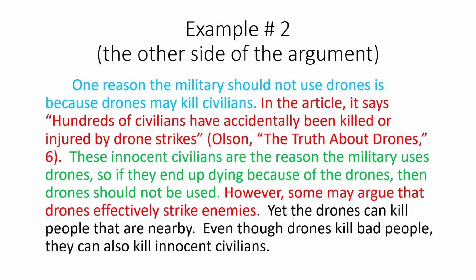He says, however, some may argue that drones effectively strike enemies. Then he explains why that's not a strong enough argument. He says, yet the drones can kill people that are nearby. So he points out, okay, they can strike enemies, but they still can kill people that are nearby. His argument still stands. It's still strong. And he wraps up in his concluding sentence by restating why his claim is stronger than the counterclaim. He says, even though drones kill bad people, they can also kill innocent civilians. And that's another example of a good argumentative body paragraph.